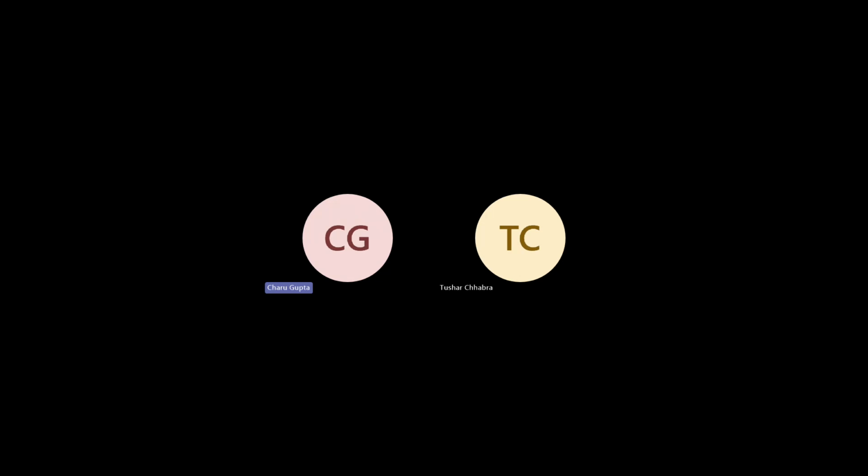It could be a pie chart, it could be a bar chart, or it could be a histogram, it could be a scatter plot.